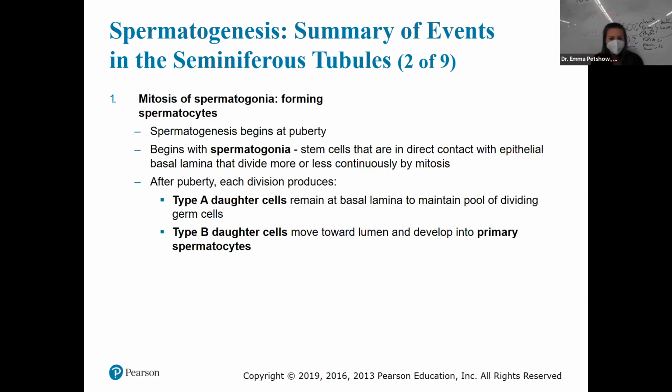Spermatogenesis begins at puberty. You start with spermatogonia, which are stem cells. They're going to divide more or less continuously by mitosis. So our spermatogonia, our stem cells, and they divide by mitosis. After puberty, each division is going to give you a type A or a type B daughter cell. Type A daughter cells remain at that basal lamina, and they continue to do mitosis. They continue to divide. Type B daughter cells move towards that lumen, and they're going to develop into your spermatocytes.